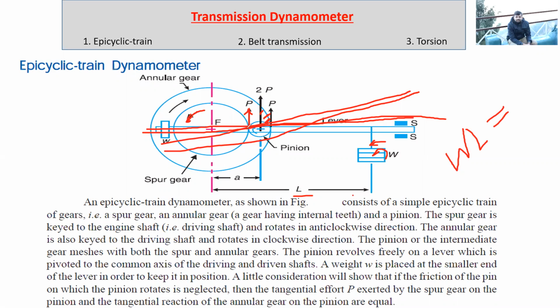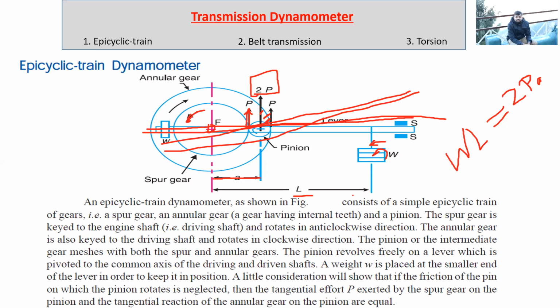The total force coming on the pinion will be one from the spur gear side and the other from the annular gear side, and both will be in the same direction and of the same magnitude. So the total force acting would be 2P, and this 2P amount of force is acting at a distance a from the center of the shaft. So this would be equal to 2 into P multiplied by a. During equilibrium, this will be the condition.